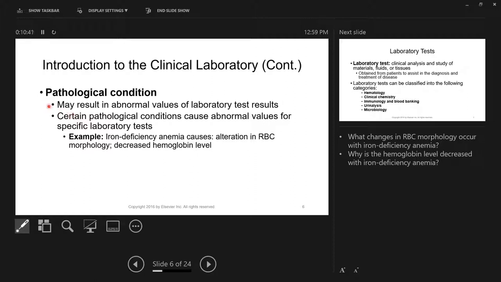These pathological conditions, by the way, pathological takes the root of the word pathos, meaning disease. Pathological, disease process, may result in abnormal values of laboratory tests. Pathologic conditions cause abnormal values for specific tests. The example given, iron deficiency. Iron deficient anemia causes alterations in red blood cell morphology and a decreased hemoglobin level.